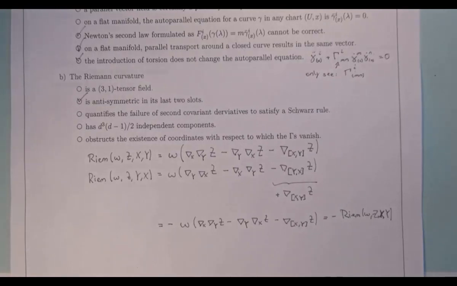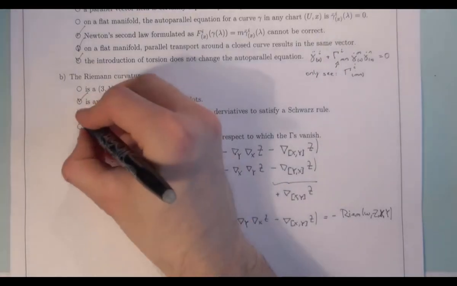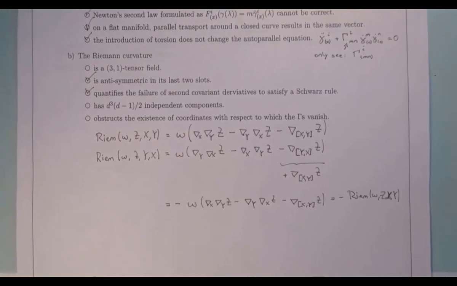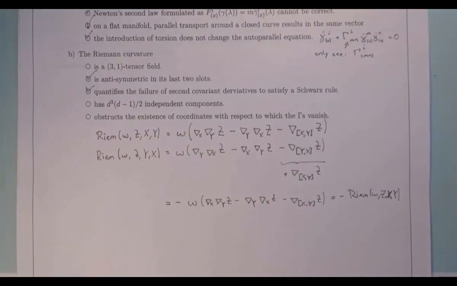The Riemann curvature quantifies the failure of second covariant derivatives to satisfy a Schwarz rule. Well, yes, it does. This was already shown in the lecture. The Riemann curvature has d to the power 3 times d minus 1 over 2 independent components.